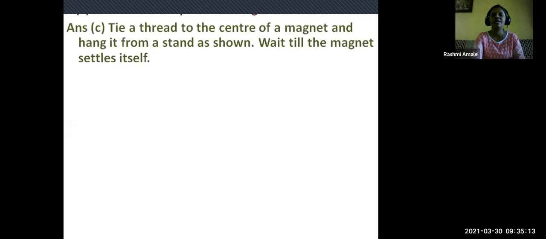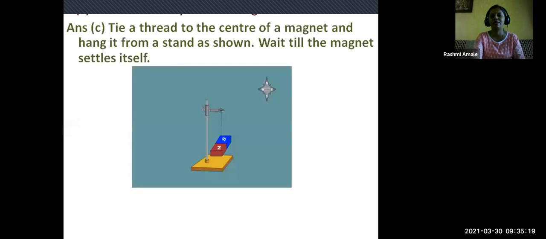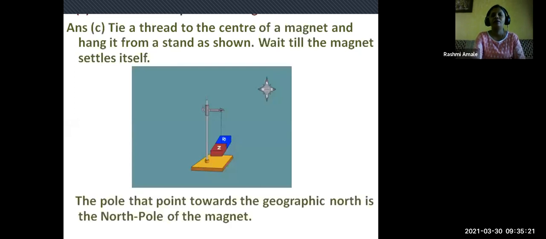So tie a thread to the center of a magnet and hang it from a stand as shown. Wait till the magnet settles itself. So it will settle like this. The pole that points, this last sentence also you should write, okay? The pole that points towards the geographic north is the north pole of the magnet. All right? Because the question is, how will you find out the north pole of the magnet? So the last sentence is also important. Next question.